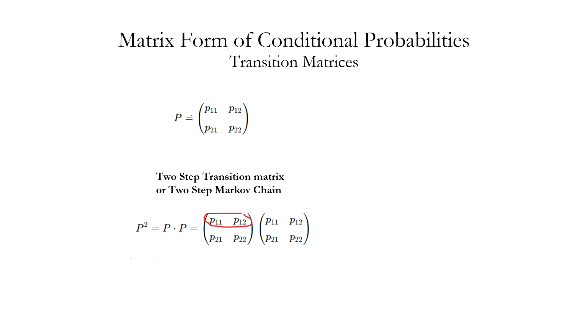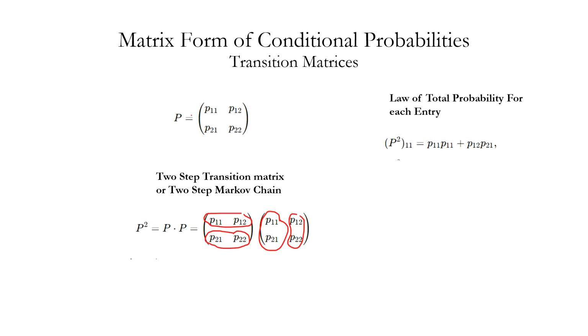We could multiply P11 and P12 by P11 and P21. And then we could also multiply that by P12, P22. And we could also do that for the bottom row as well, right? So we multiply P21, P22 by P11, P21, and P12 and P22. And that is the law of total probability for each entry, right?